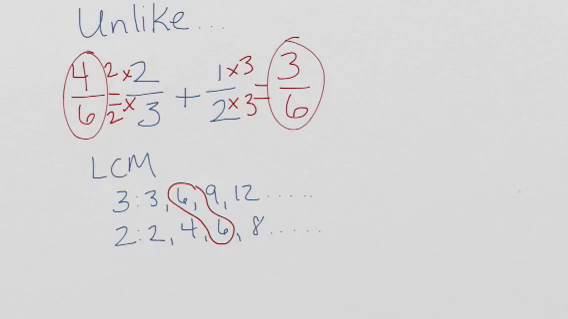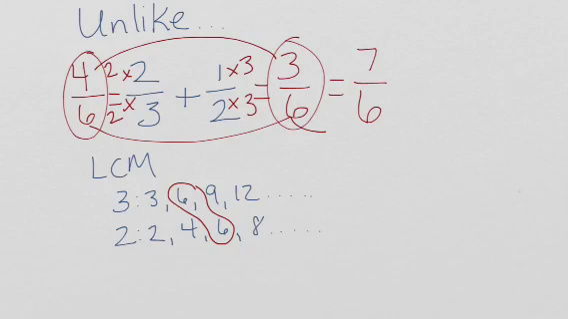Let's put them together. So 4 plus 3 is 7. The 6ths stay the same. There are 6 pieces. And I see that I have an improper fraction. So I'm going to need to rename that, convert that to a mixed number. 6 goes into 7 one whole time. I'm going to have 1 piece left over, and it's a 6th. So 1 1/6 is my final answer.